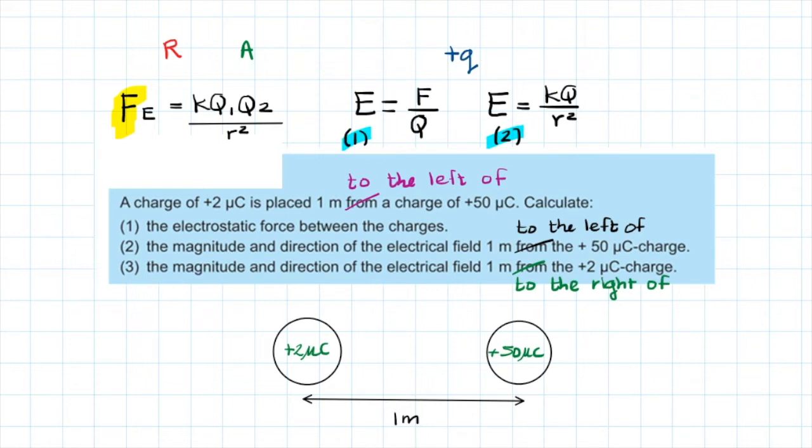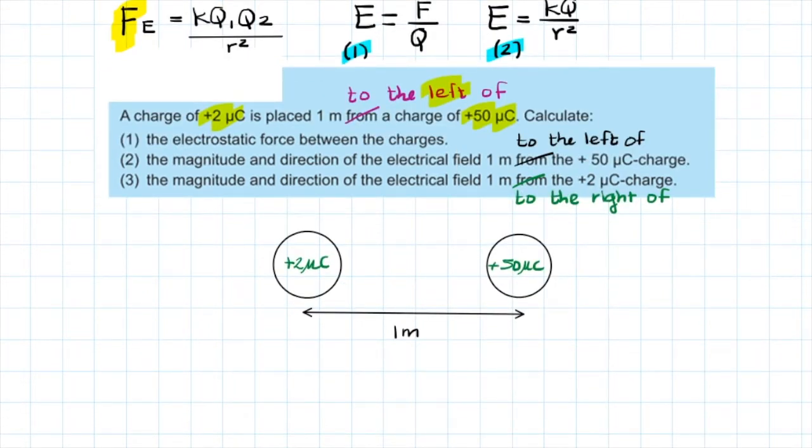So now the question says, a charge of positive 2 microcoulomb is placed 1 meter to the left of a charge of positive 50 microcoulomb. As you can see, I've drawn a picture to assist us. Very important is that we need to convert these values to the correct SI units. So positive 2 microcoulomb means the same as positive 2 times 10 to the power of negative 6, and positive 50 microcoulomb means the same as positive 50 times 10 to the negative 6 coulomb. Coulomb is the correct SI unit for charge, and we make sure that we do these conversions so that we don't make any mistakes later on.